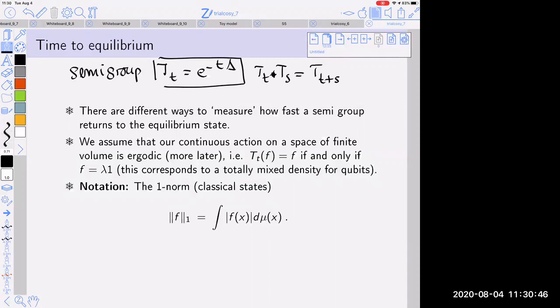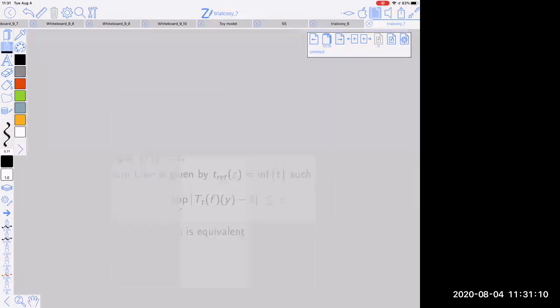And there are different ways to measure that. We will always assume the semigroup property I explained. We will assume that we have a continuous action, which in many cases, some people here probably prefer unitary. We will come to this later. We will assume it's ergodic, so the only invariant state is the identity. It's the maximally mixed state, and our notation is the 1-norm given by the corresponding measure.